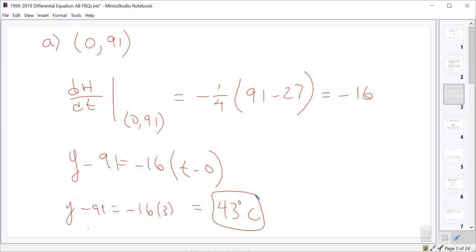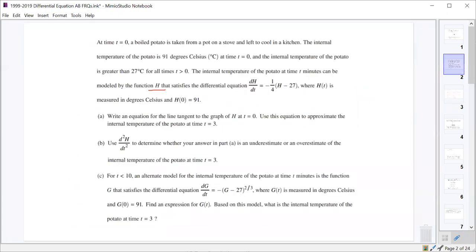We wouldn't use h for y, would we? No, you would not need to write an h for y, because it says write it. Well, let's see what it says. Equation for the line tangent to h at t equals 0. So you want to use y. Okay.